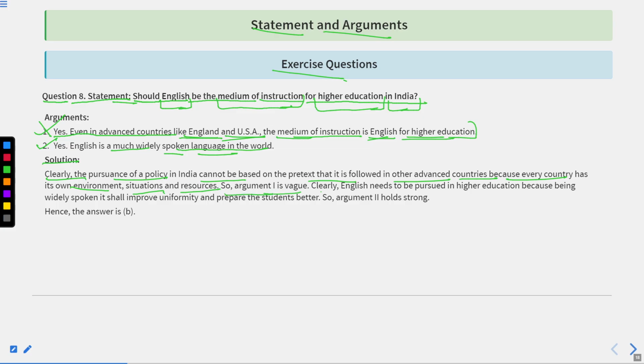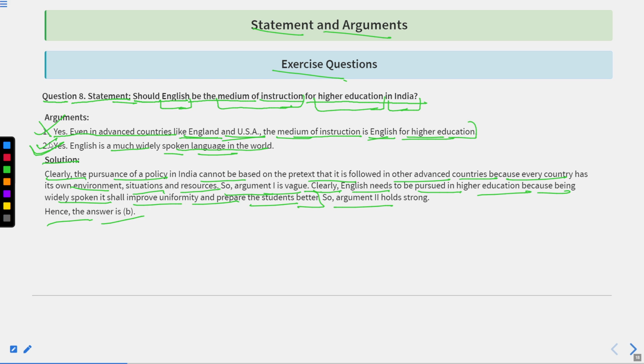So argument 1 is weak. And clearly, English needs to be pursued in higher education because being widely spoken, it shall improve uniformity and prepare the students better. So argument 2 holds strong. That is why argument 2 holds strong.